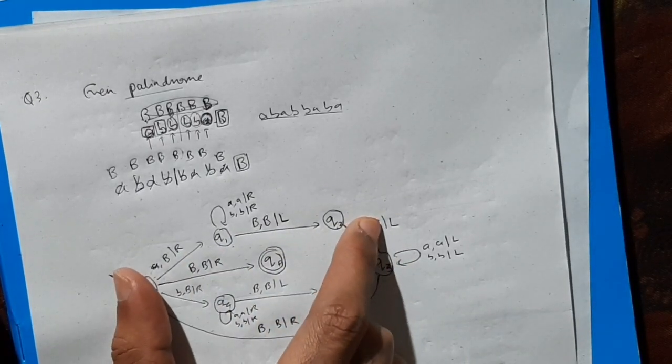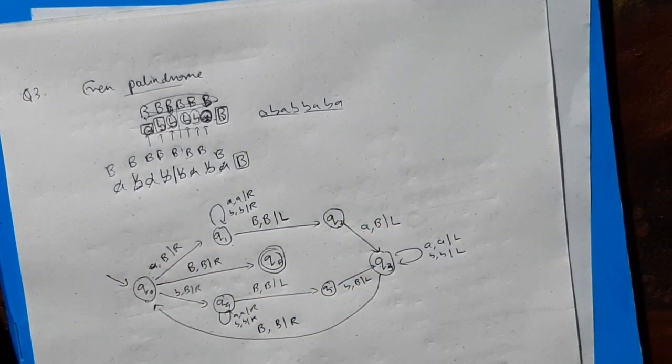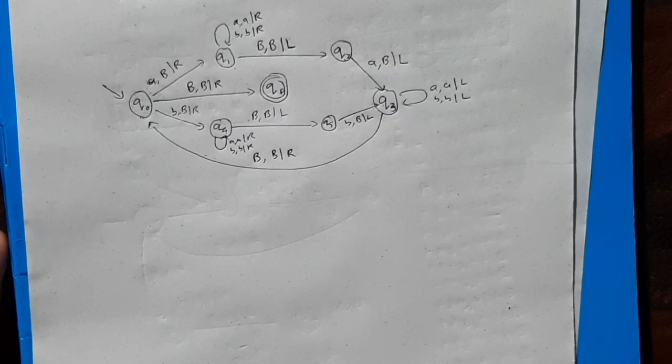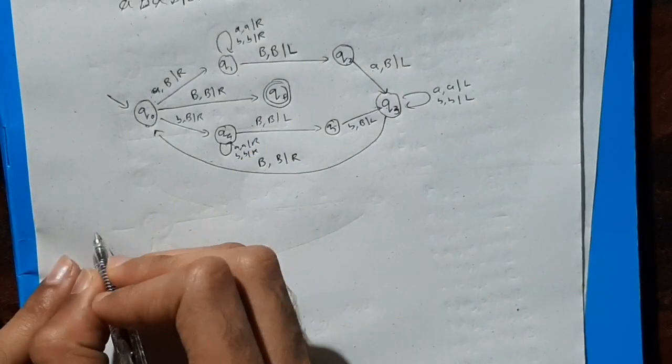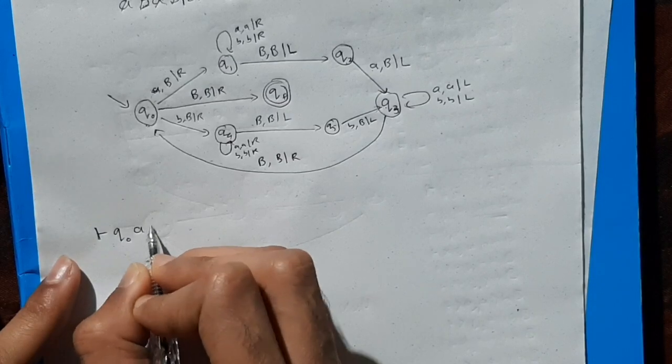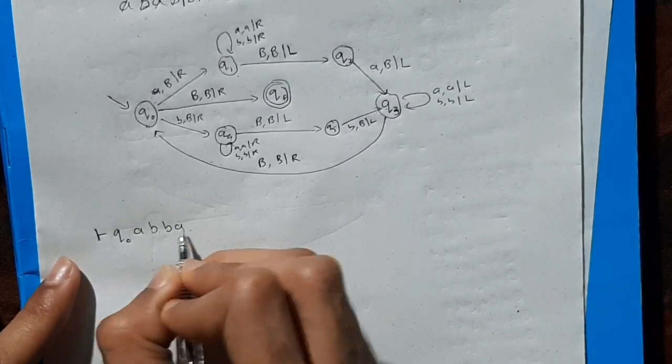Let's see how to do the instantaneous descriptor. What do we do for writing the instantaneous descriptor? Keeping this transition diagram here, what you have to do first is write here the string which we are comparing. Suppose that the string is ABBA. Let's keep it a small string.